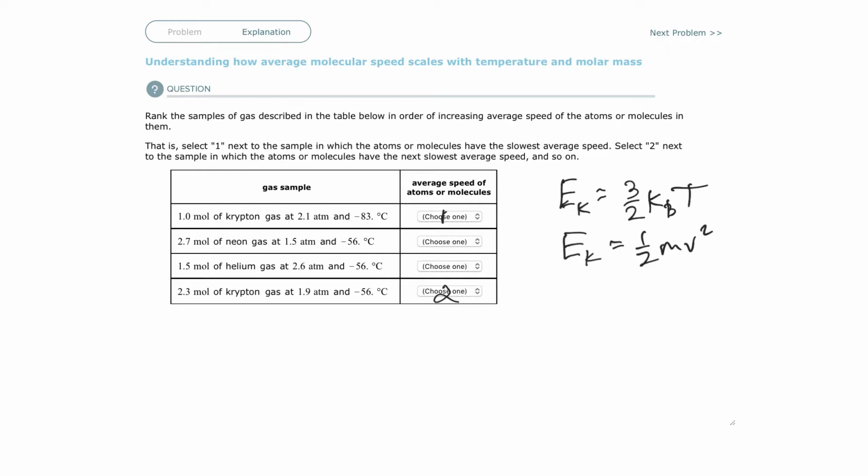Now, which one is lighter but not the lightest? Because they're both the same temperature, you can't use the temperature. Which one is the next heaviest? Well, it would be neon. Neon's the next heaviest. And what's the lightest? The lightest is the helium. So this would move the fastest, and this would move slowest. Pretty easy, huh?